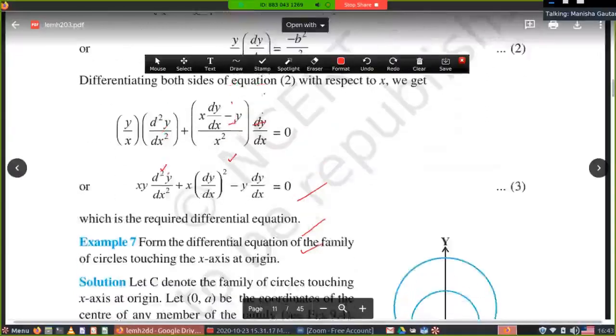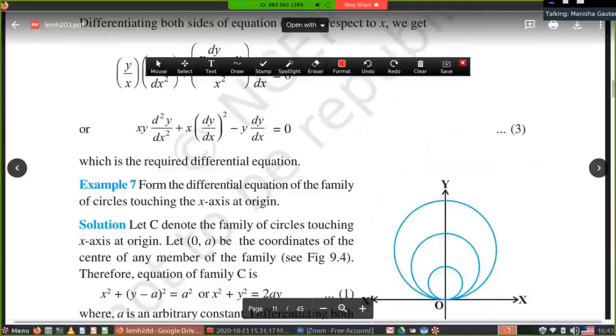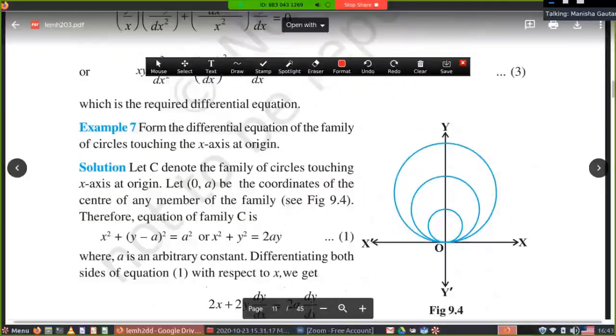Now example number 7. You must know the geometrical conditions which are given in the question. Here again a geometrical condition is given. Form the differential equation of the family of circles touching the x-axis at the origin. Now what type of circles will you get? If the center is on the y-axis, it means x is 0 and y is some point. So the center will be (0, a) and the radius will be a.